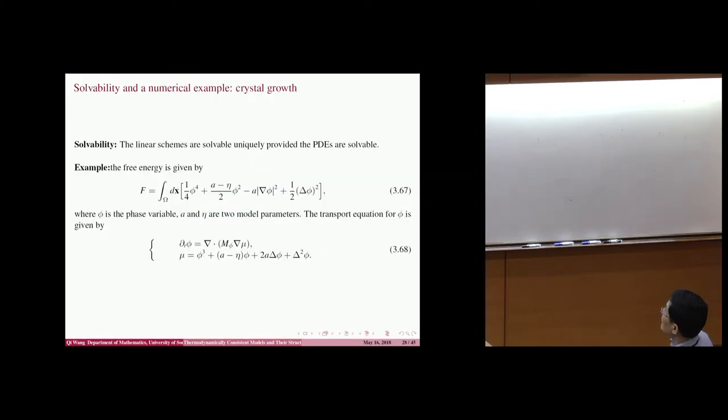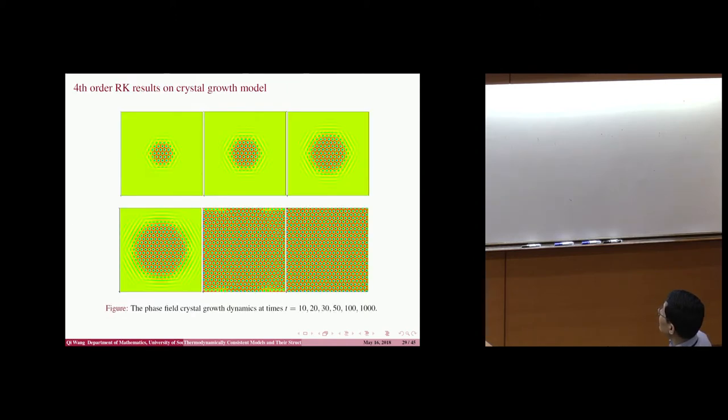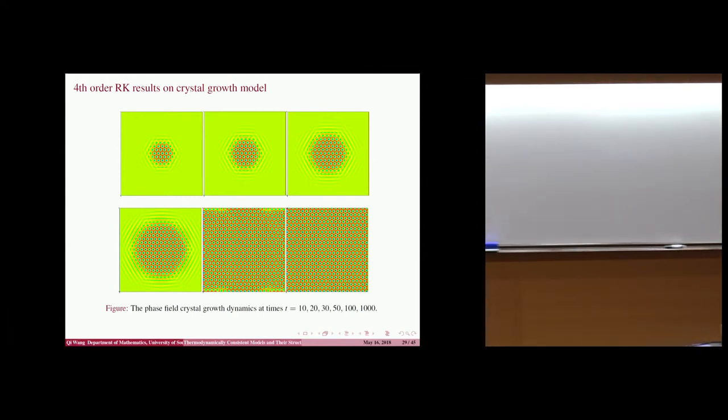Let me show you some example. For example, this is the crystal growth model using fourth order Runge-Kutta scheme. And we start with a seed, and then it grows into periodic crystal structures. Okay? So this can be done in 2D and 3D very efficiently.